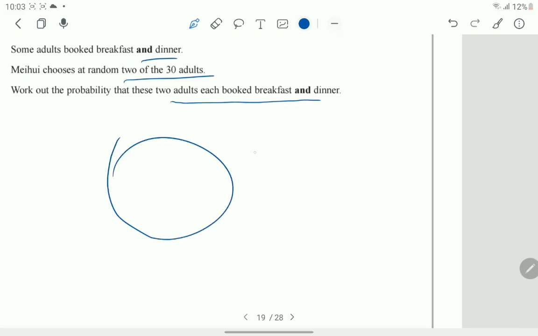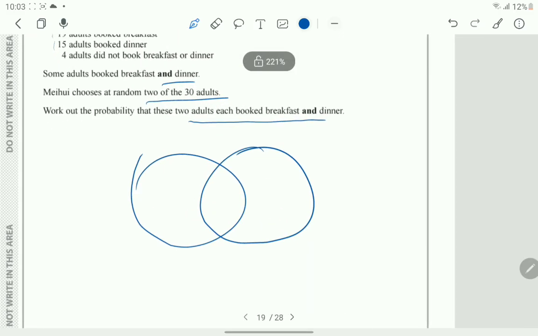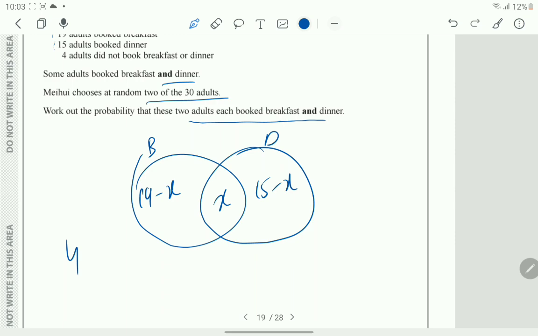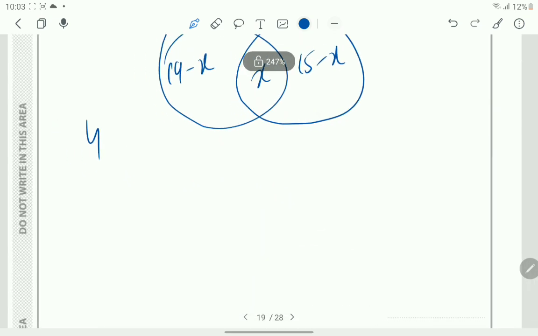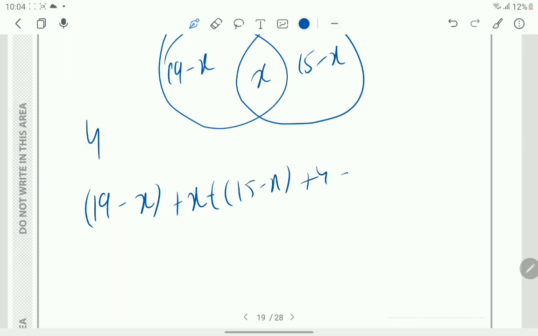So let's just draw a Venn diagram, and 4 of them did not book anything, so that's that, and this is breakfast and this is dinner. Now some number x of adults took both, and the remaining 19 minus x only took breakfast and 15 minus x only took dinner. So the equation is 19 minus x plus x plus 15 minus x plus 4 equals 30.